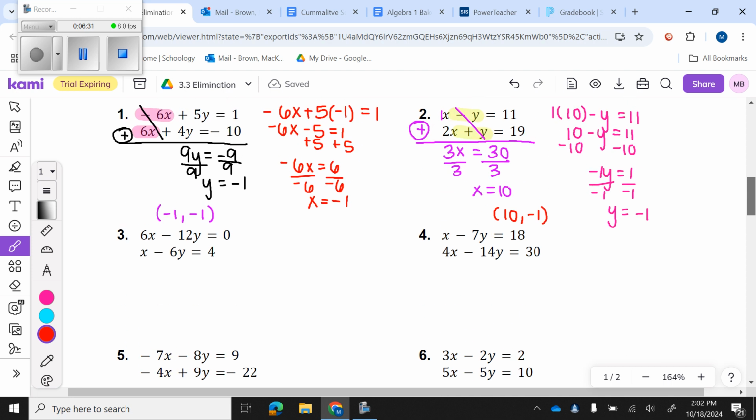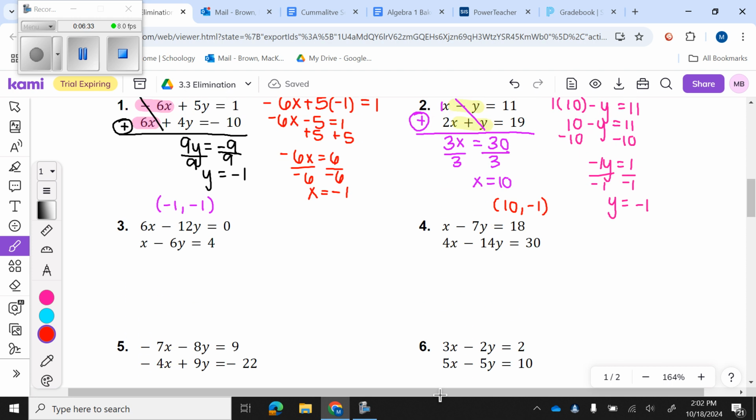All right, number 3 is a little bit different. When I look at number 3, there's nothing that matches right off the bat. Like this 6 doesn't match that 6, and this 12 doesn't match that 2. So we're going to force it to match. I'm going to think, what can I multiply this equation by to get these 6's to match? Well, this is really just a 1, so I know if I multiply this whole thing by a 6, I'll have a 6x and a 6x, which is what I want. But they have to have opposite signs, so instead of a positive 6, I've got to multiply this whole equation by a -6. So my top equation is going to stay the same.